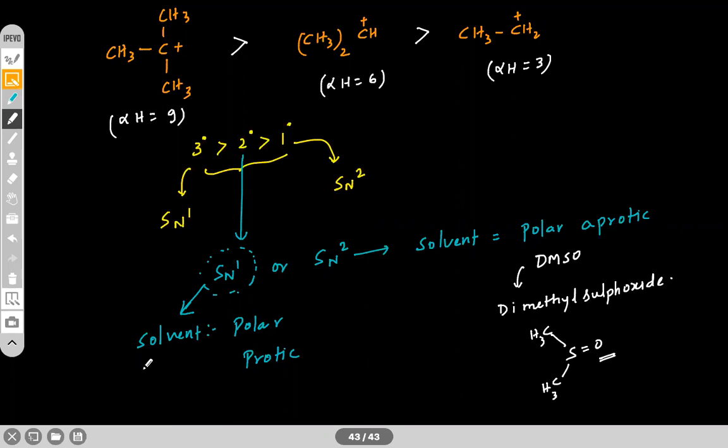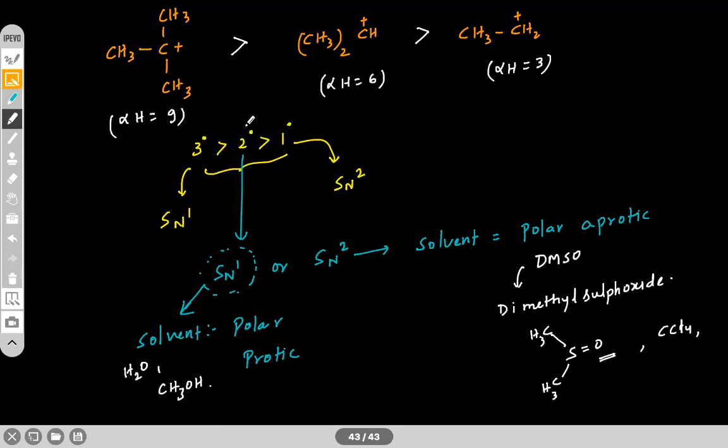Polar protic is any solvent you can take with an O-H bond. Water is a polar protic solvent, with an oxygen-hydrogen bond. Alcohol like CH3OH, methanol, is a polar protic solvent. There are many examples like this. We can also have CCl4, which is aprotic, and benzene also is an aprotic solvent. So there are many examples of this too.